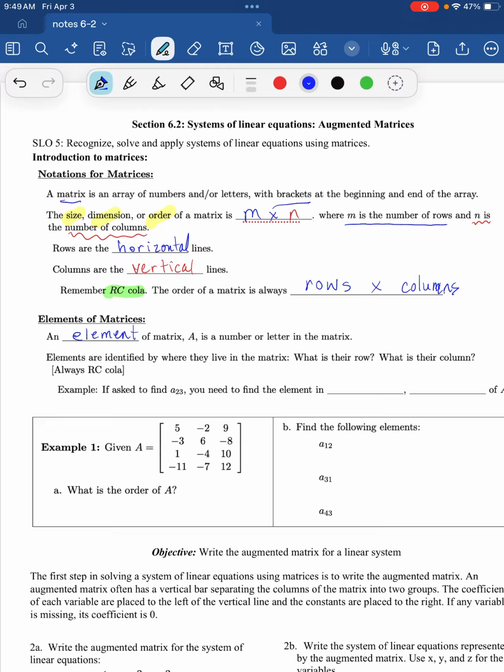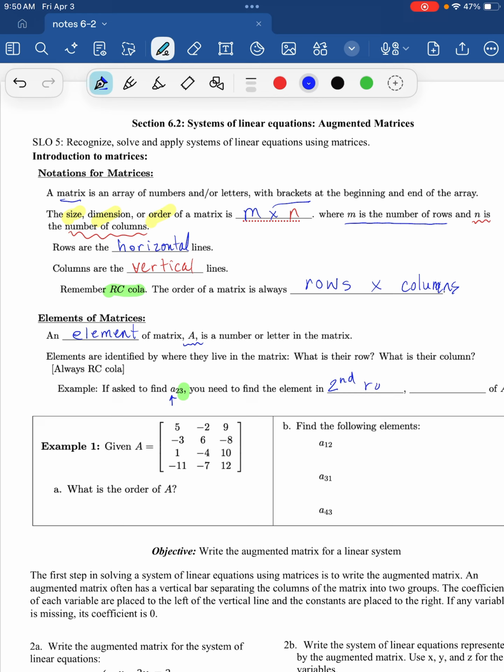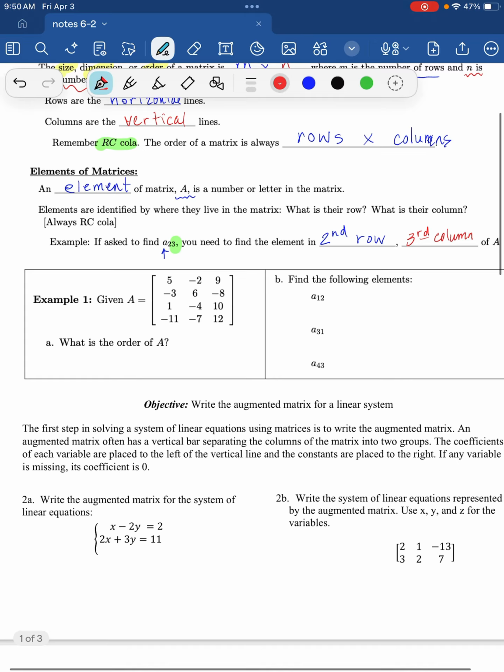So if I asked you to find lowercase a, capital A will be the entire matrix, and the lowercase of that letter will be an element in the matrix. The subscript after that lowercase letter will give you the address. And remember, row goes first, column goes second. So it's the second row and the third column if it's a subscript 2, 3. So it's not 23, even though you could read it that way, but the 2 is the row and the 3 is the column in that matrix A.